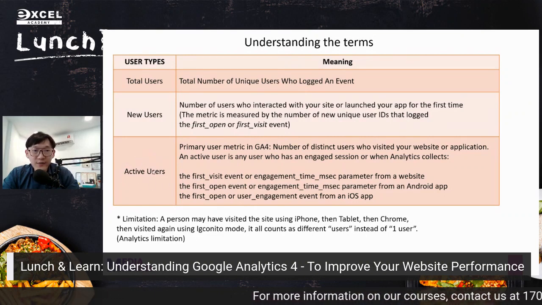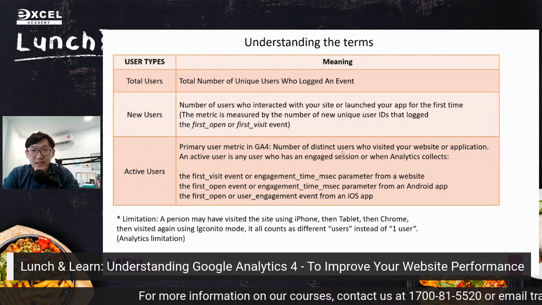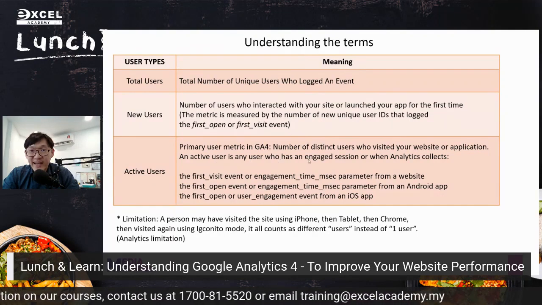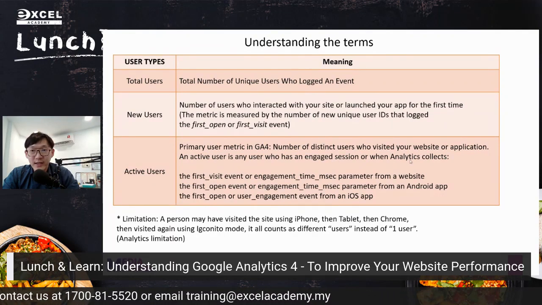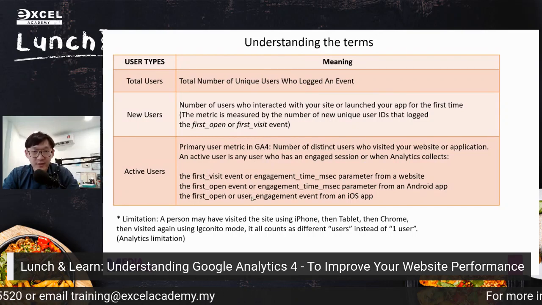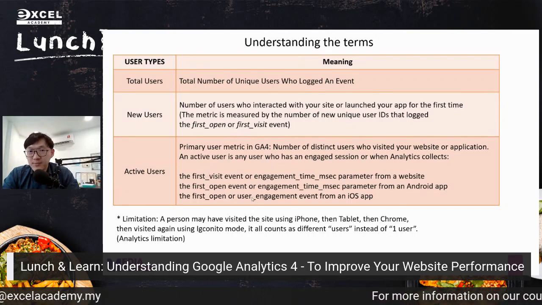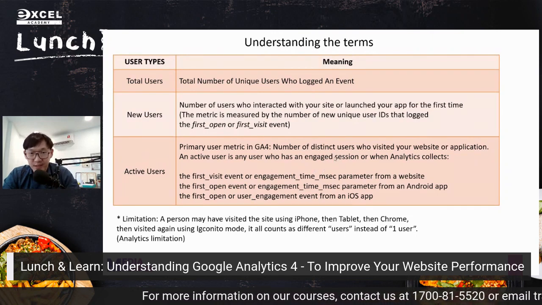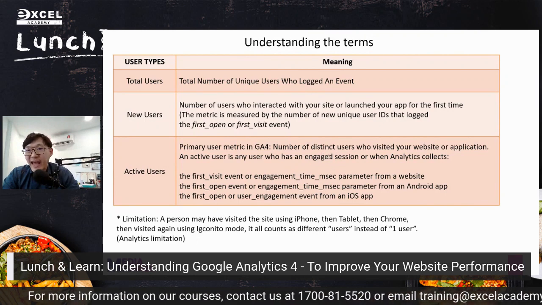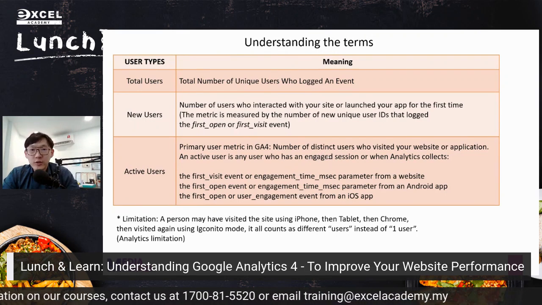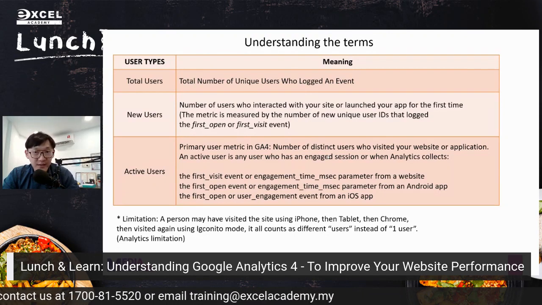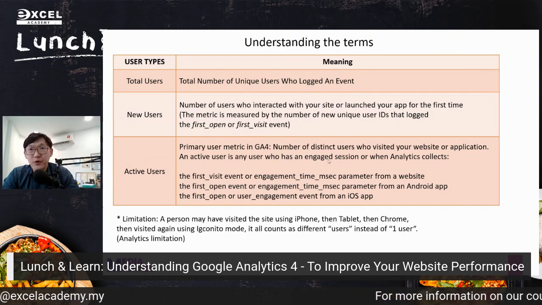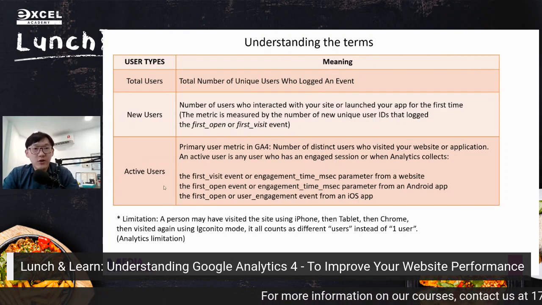All right. So active users is the number of distinct users who visit your website or apps. An active user is any user who has an engaged session, or when analytics collects some of these parameters. In layman's terms, active users also means that they actually engage with your website. Engaged session means they engage with your website. For example, they view 2 pages of your website, they click, or they stay inside your website for more than 10 seconds. So all these are called active users.